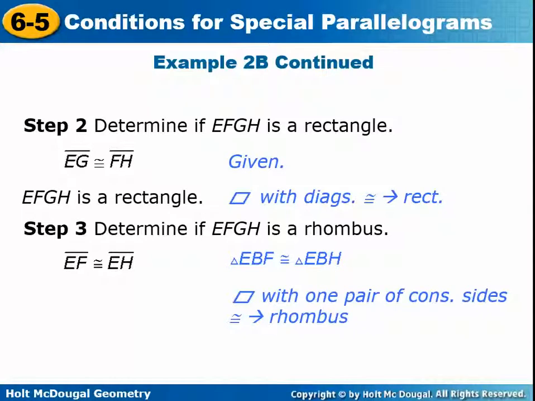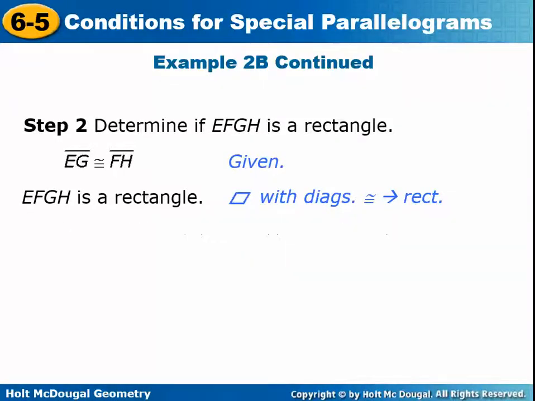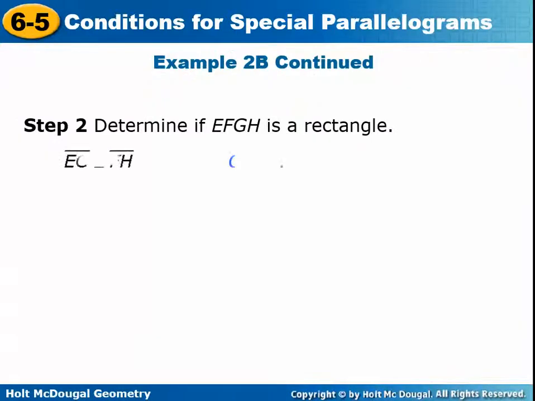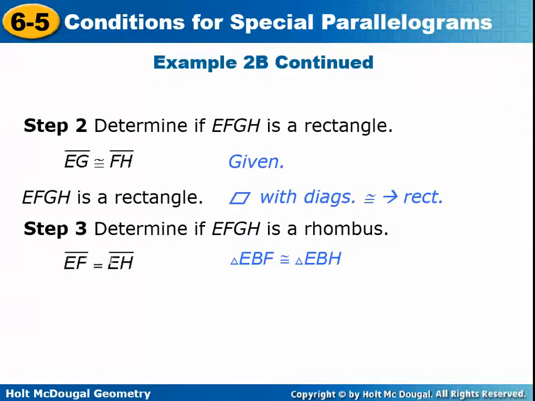And that means, I'm going to go back to the picture. I wish the picture was here. Because triangle EBF, this triangle is congruent to this triangle, it means all their corresponding parts are congruent, which means that these two sides are congruent to each other, which is one of the parts to be a rhombus. If two consecutive sides are congruent to each other, then you have a rhombus.